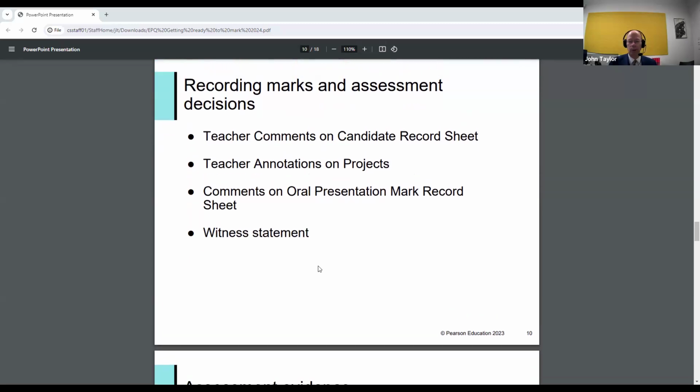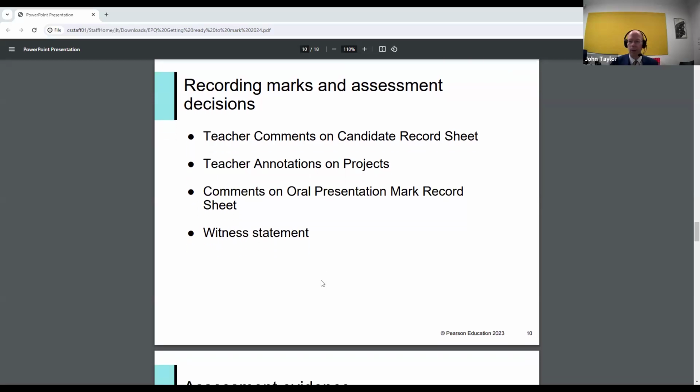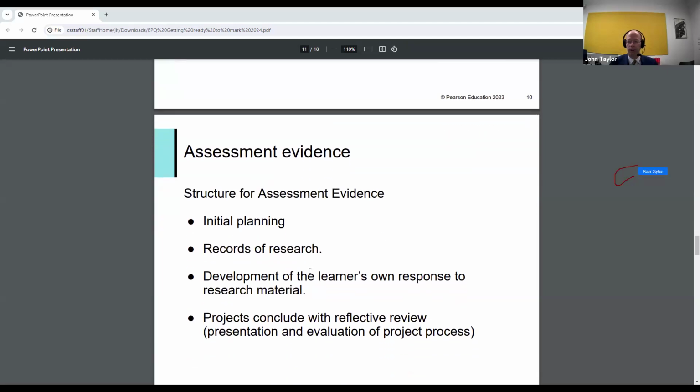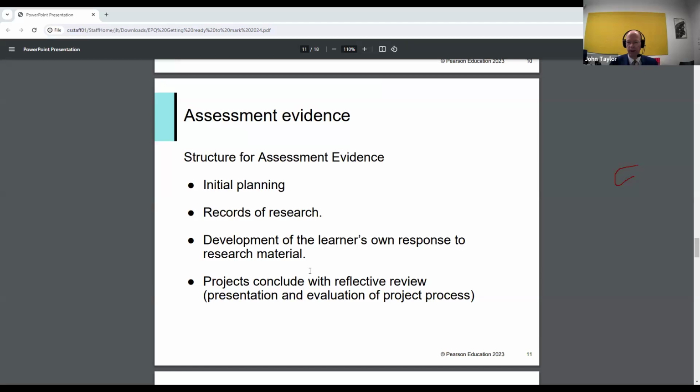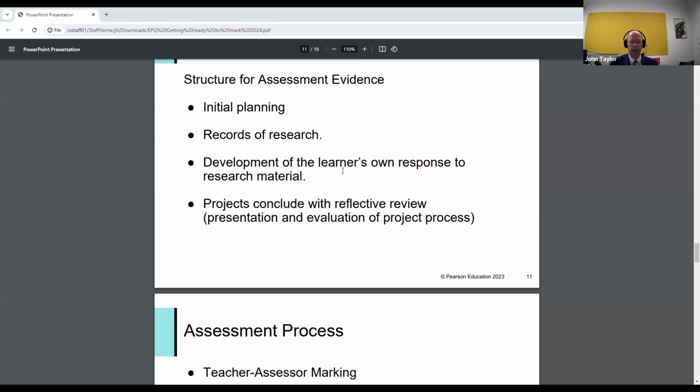For the observation record, we expect an observation record at the end, and we'd expect that to be marked using the standard form, the oral presentation mark record sheet, to indicate why marks were given for the oral component. There may also be a witness statement that will be particularly appropriate for performance projects, but it may also be appropriate if another outside source has observed part of the project. For example, if there's a vocational or professional involvement of someone who's supporting the learner in that sort of context. Okay, I think that's fairly self-explanatory.